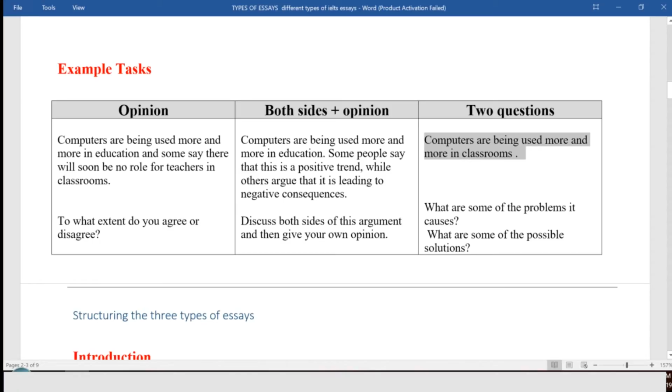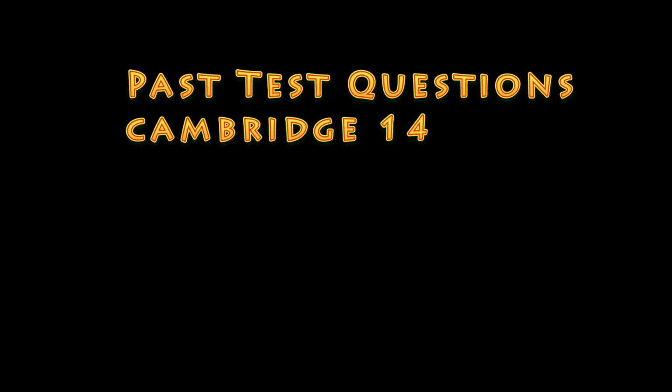Computers are being used more and more in classrooms. Now here's the two questions. What are some of the problems it causes? What are some of the possible solutions? Okay, so our two questions are problem and solutions. Let's now look at some real tasks from past test papers. We're going to be looking at the essays from Cambridge Book 14 of past test papers.